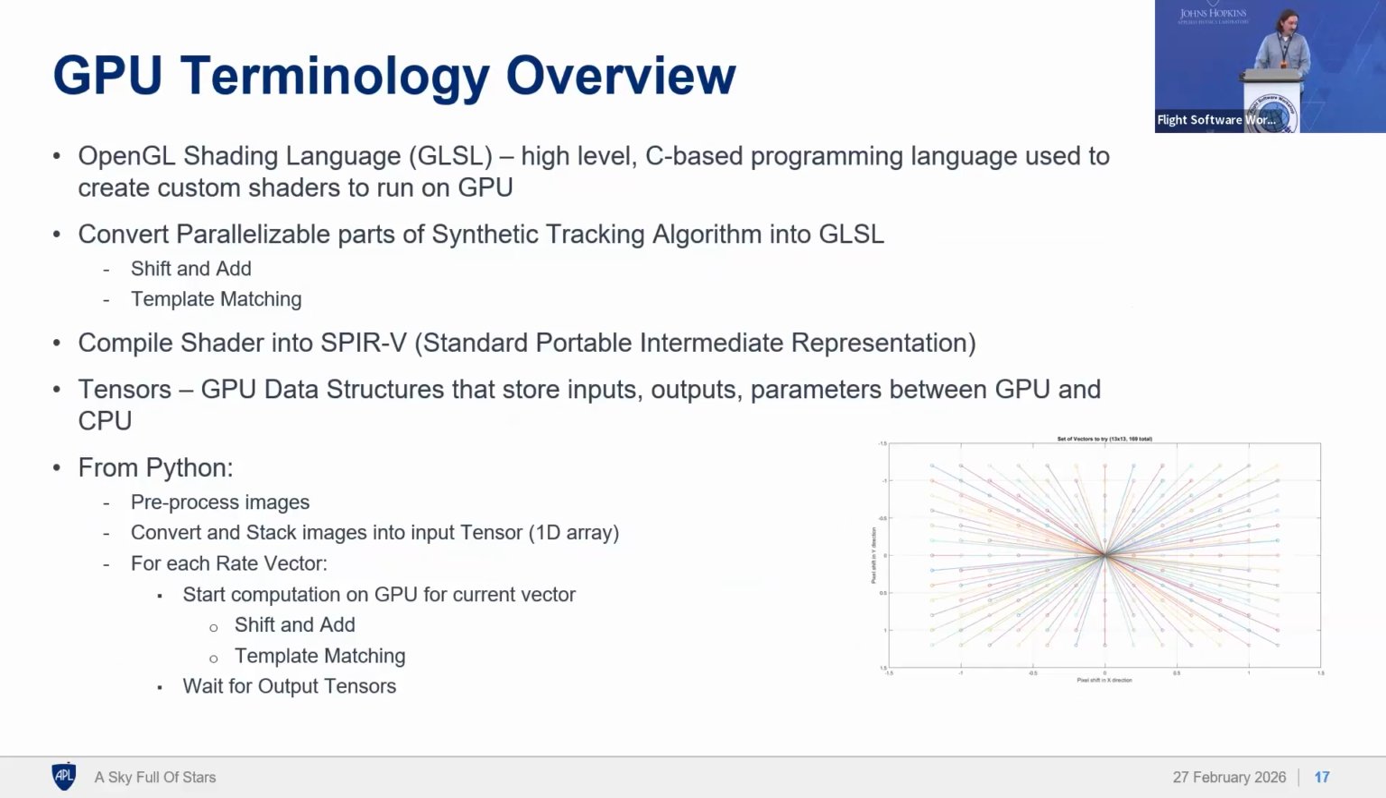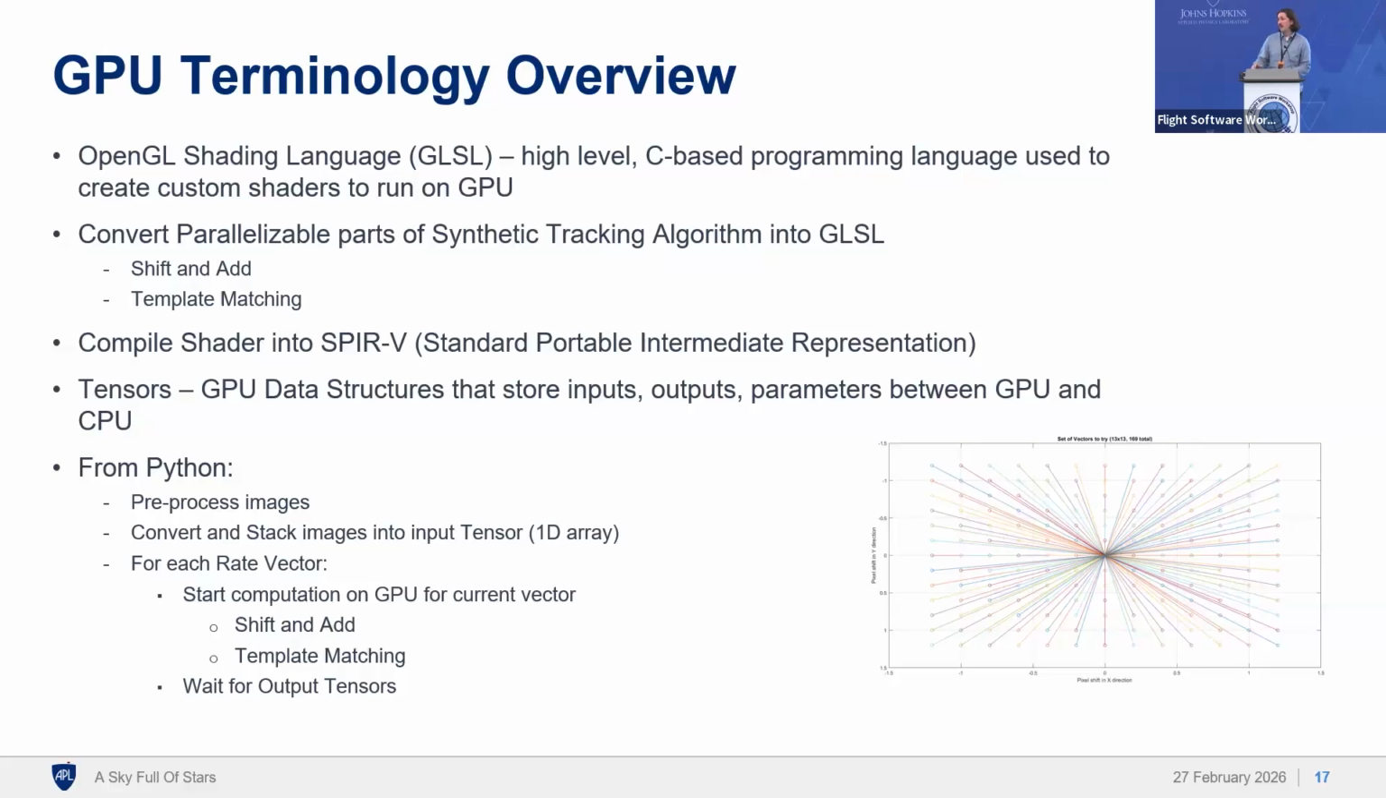Just a brief set of GPU terminology. There's OpenGL shading language, GLSL. That is your high-level C-based programming language that's used to create custom shaders to run on our GPU. So we're actually taking our template matching that was previously implemented in CV2, and we're taking our synthetic tracking algorithm, our shift and add, and we're taking those individual pieces, and those have to be rewritten in GLSL. That's where we're converting, we've identified the parallelizable parts of synthetic tracking and put those in GLSL. That's going to compile into SPIR-V, standard portable intermediate representation.